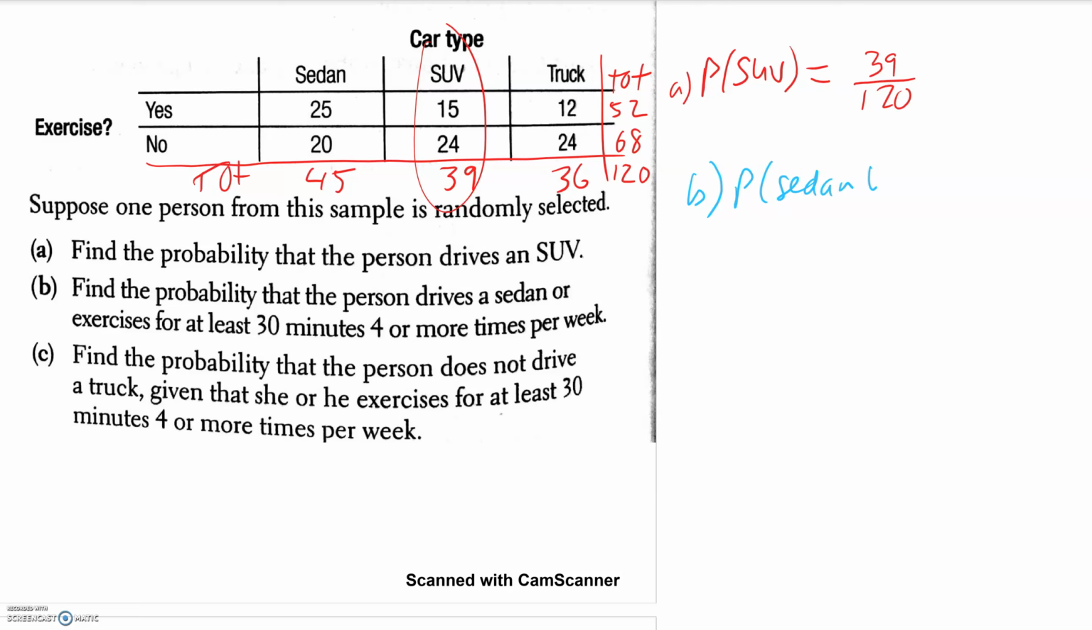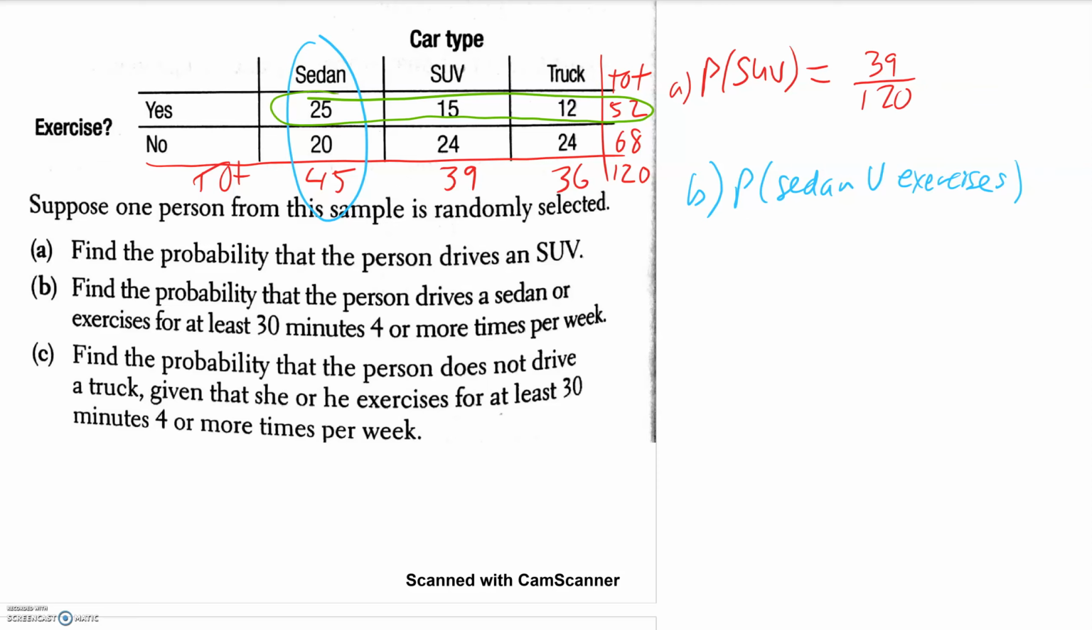or exercises. All right. So that means, here, let me get rid of this one. That means we're looking for sedan, which is here, or we'll go with a different color. How about some green? And we'll go or exercises, which is the yes row.